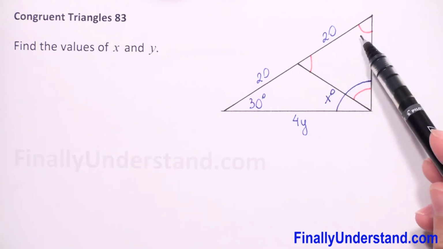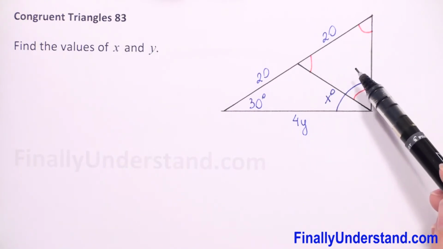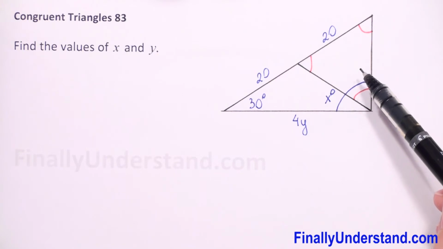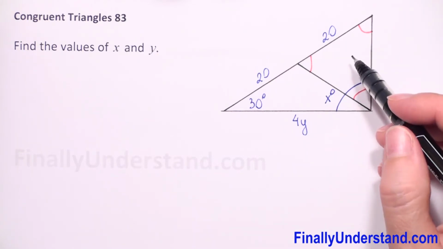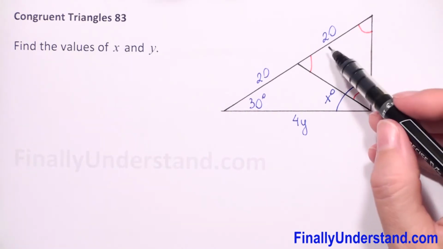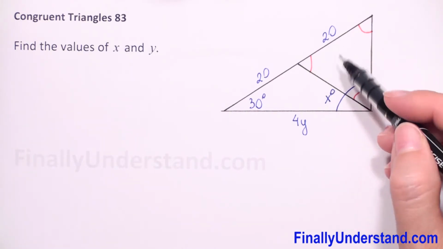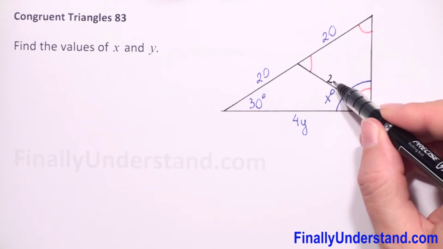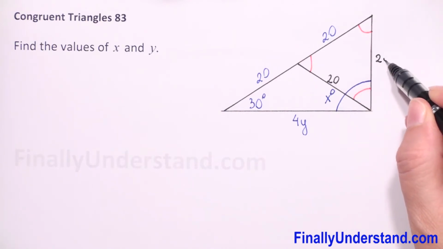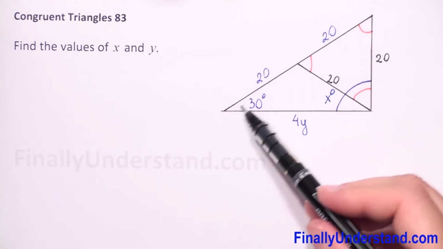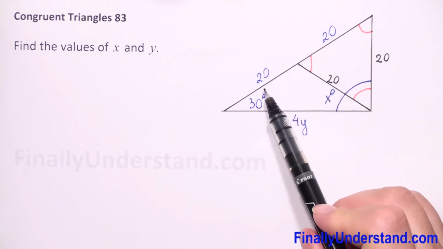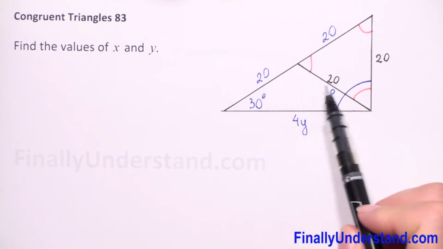If a triangle is equiangular, then it is equilateral. So it means that every side is congruent. So if this side is 20, it means that this is 20 and that is 20. What else do we have? In the next triangle, we have sides 20 and 20.